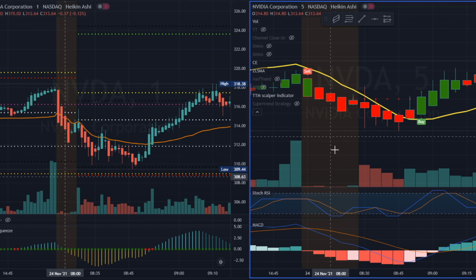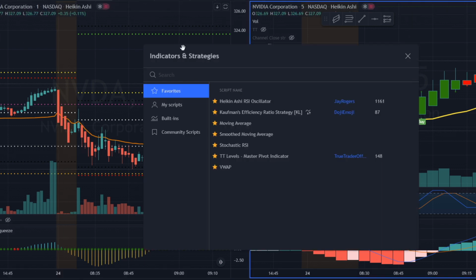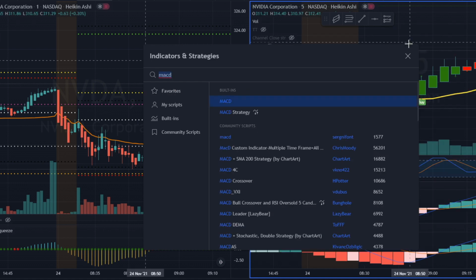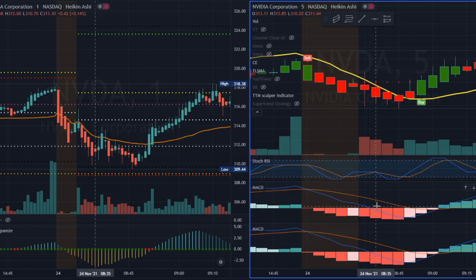Okay, so on this side, this is the 5-minute chart. First one I put is MACD. MACD is right here. And you set it up. So as is here, ready to go.